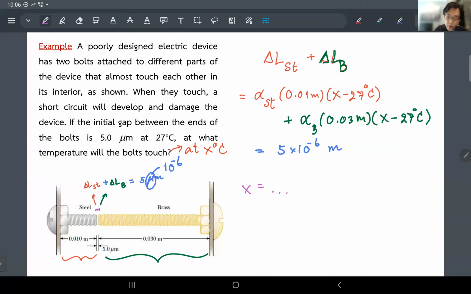Okay, and of course you can look up the alpha for the steel and the alpha for the brass from the tables or from the web, and on and on. You should be able to get the X as your final answer. Sounds good? Okay. Done.